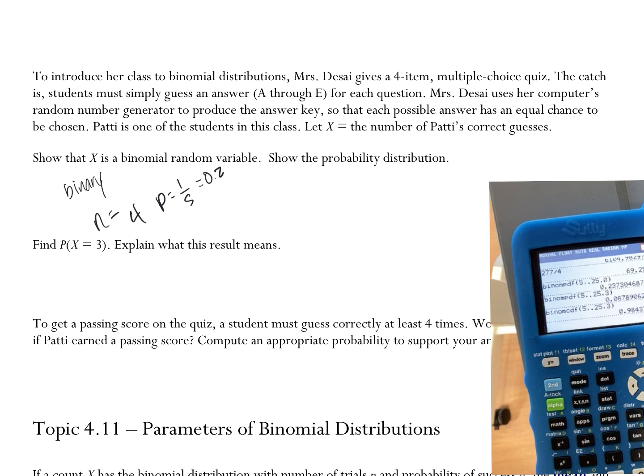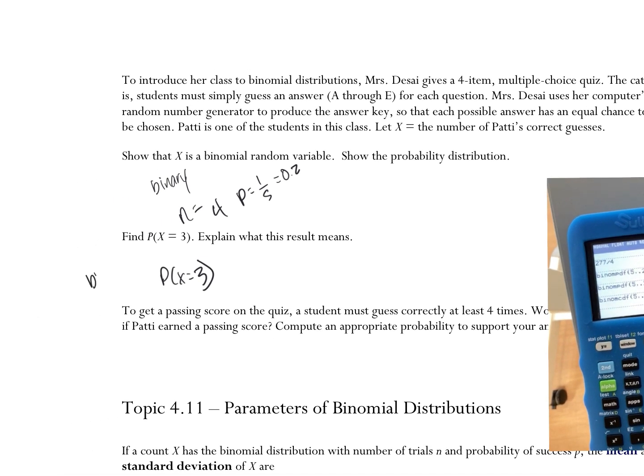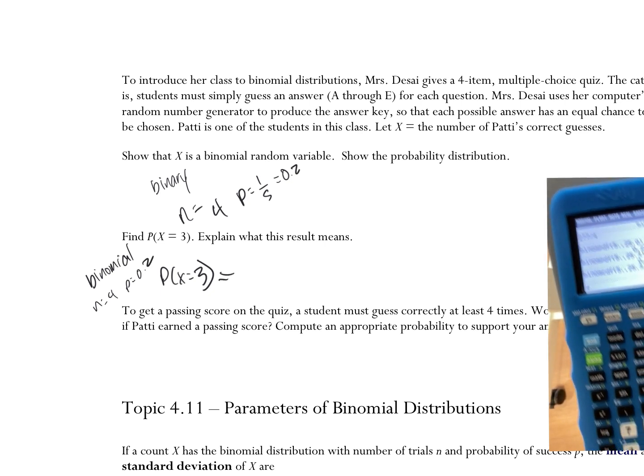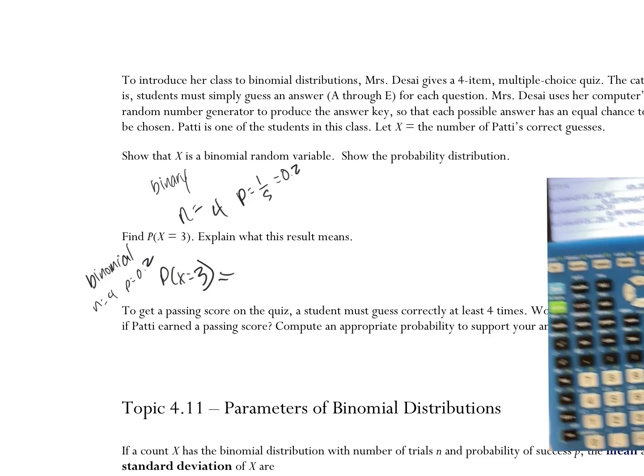Okay. Now, you're not going to be asked to show that this is binomial. You're going to be given the situation and asked, what is the probability that somebody gets exactly 3 answers correct on this quiz? Is everybody with me? So, the probability that x equals 3. Well, you're not allowed to just write that. You're going to say, I know that this is binomial with n equaling 4 and p equaling 0.2. Then you write this probability statement. We're going to go into that binom CDF.